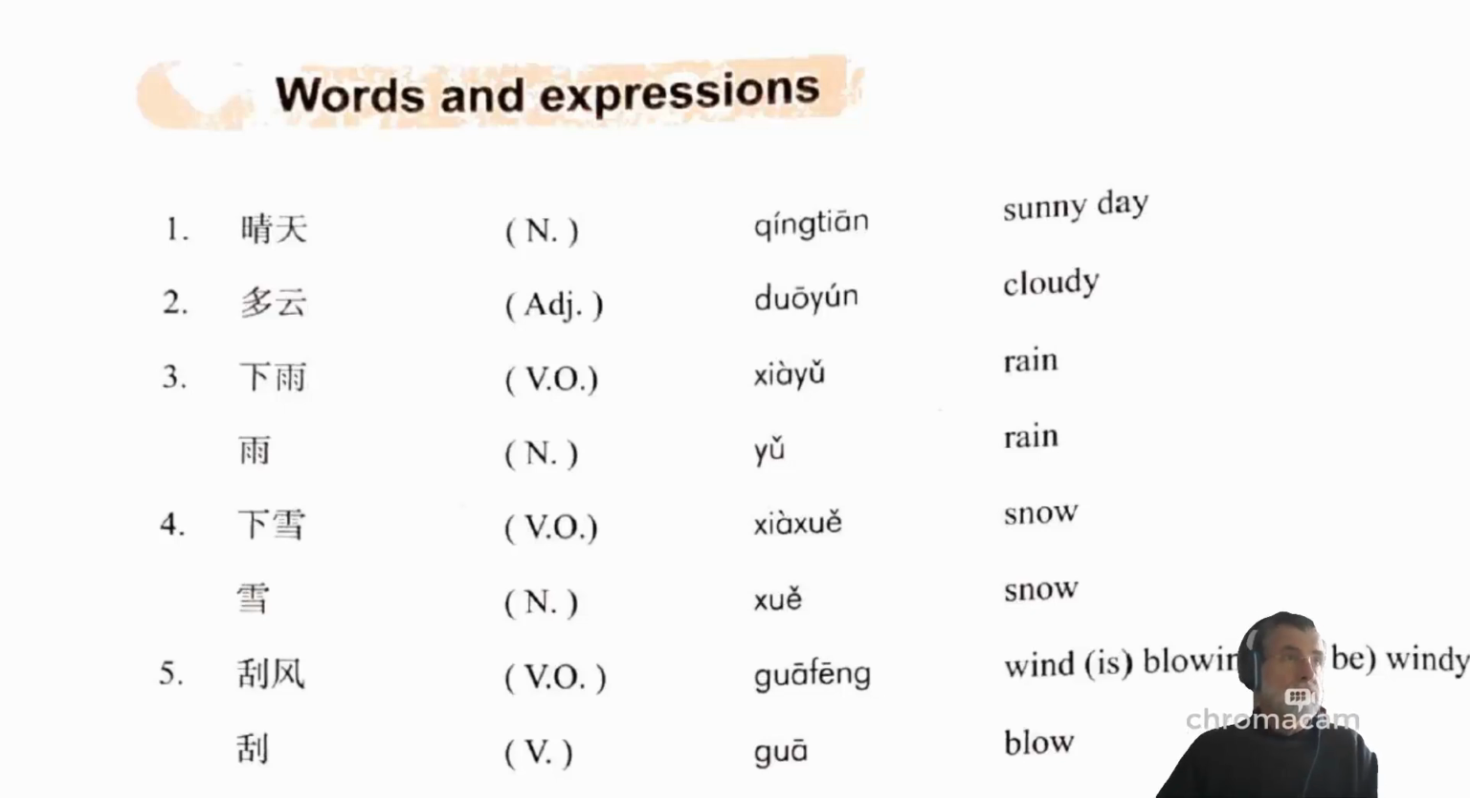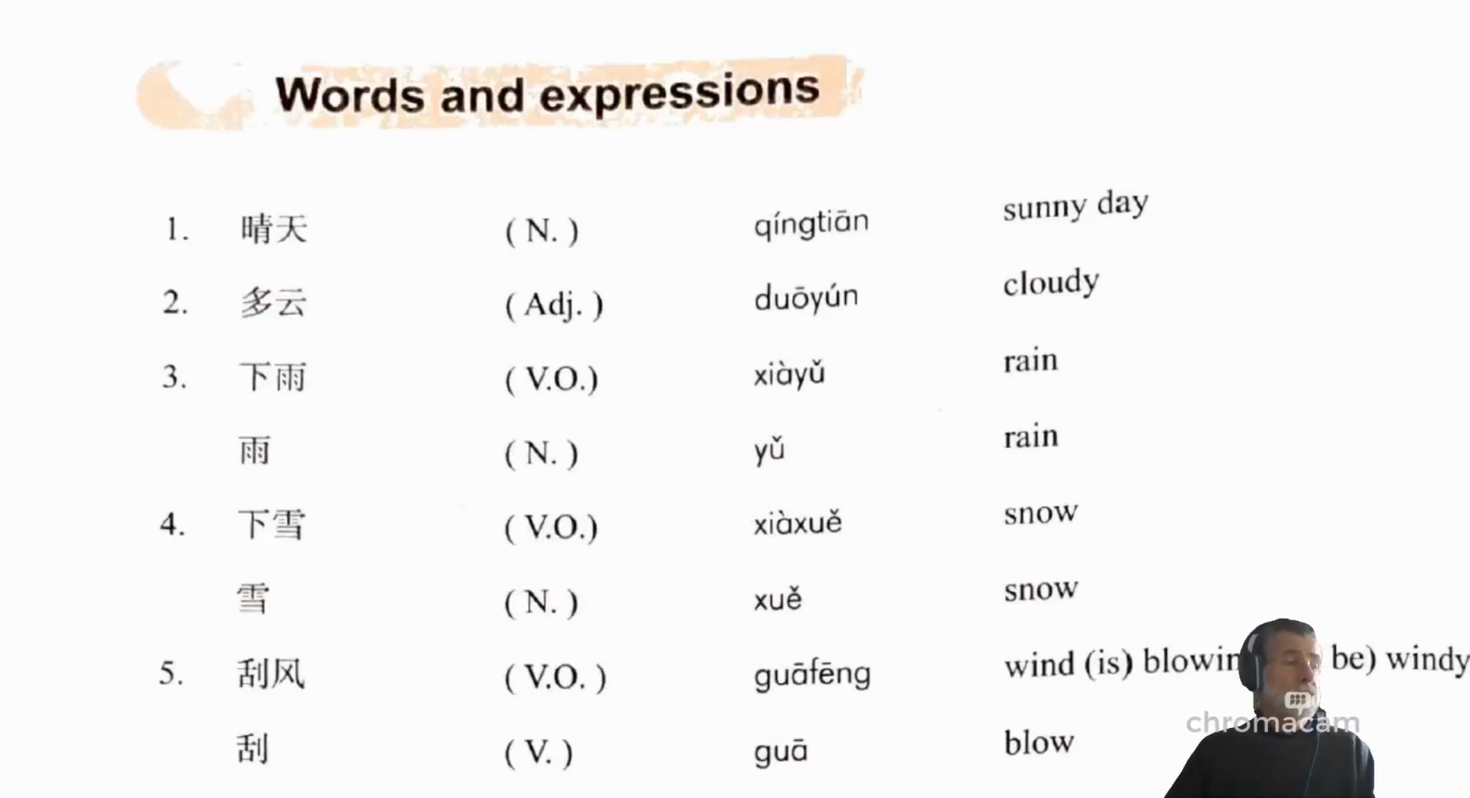Okay, so now we're looking at Contemporary Chinese, Volume 2, Revised Edition, Lesson 5, Words and Expressions, Part 2. And so we start off with the expression for sunny day, 晴天, 晴天. Just wish today was a sunny day. It's not, unfortunately. In that expression, 晴 meaning clear. So a clear day is, by definition, a sunny day.